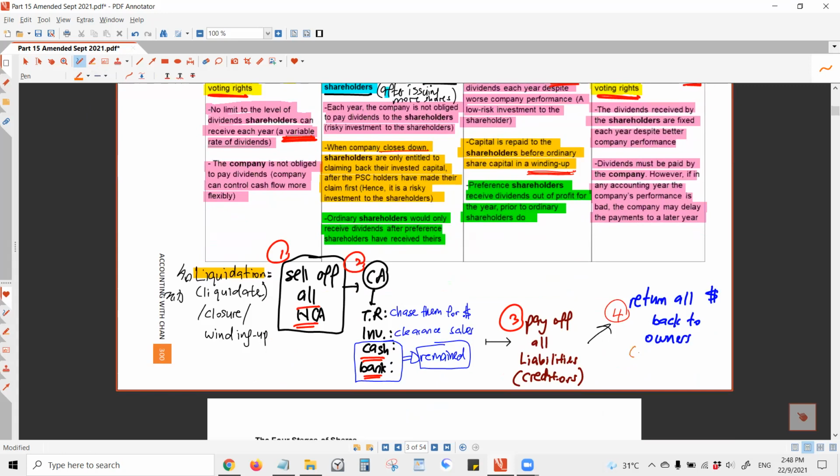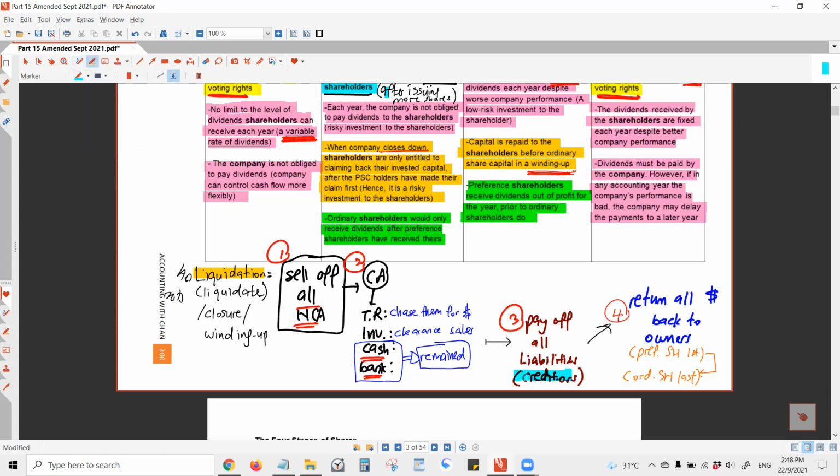So you write preference shareholders first, then only ordinary shareholders would get back their money. So now we can establish a priority about who would get back the money first. You see, there are three groups of people here in this flowchart that you have just drawn.